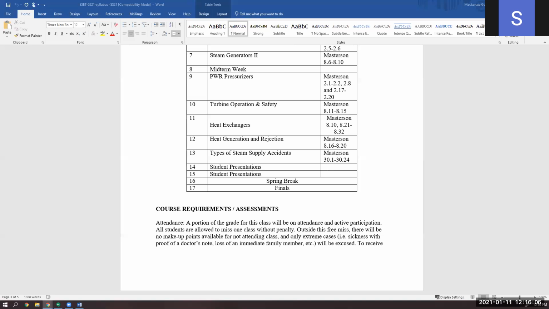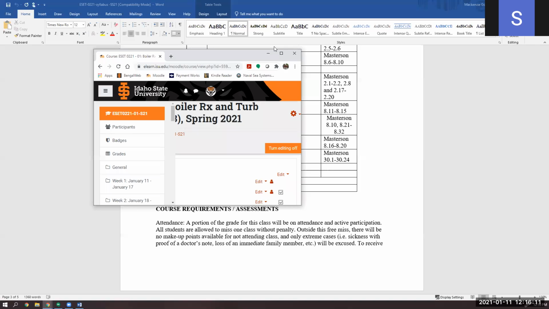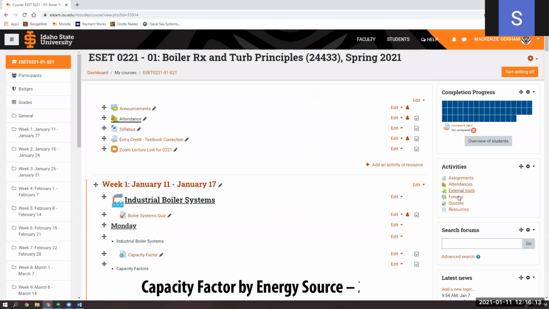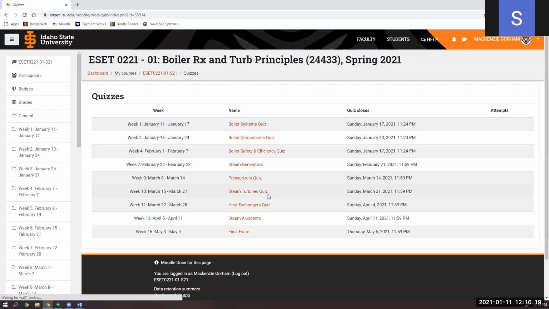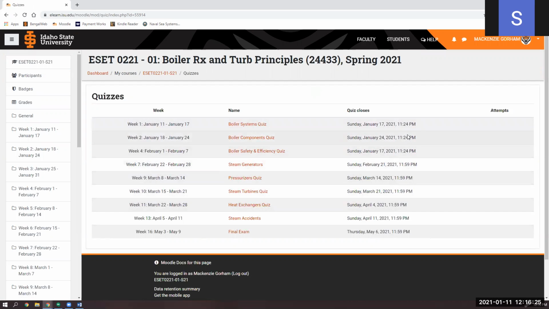Let's look a little bit at some of the assignments we have. So most weeks there is a reading quiz. They're due midnight on Sunday of the week we're talking about that topic. So when we're talking about that topic, take the quiz that week. You have through Sunday at midnight to take it each week.